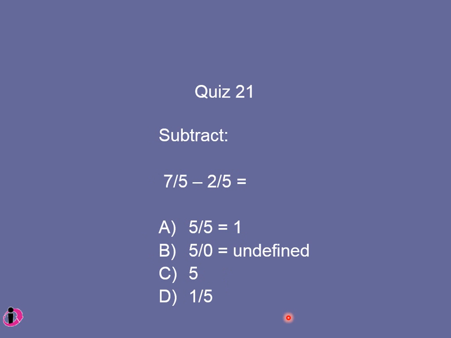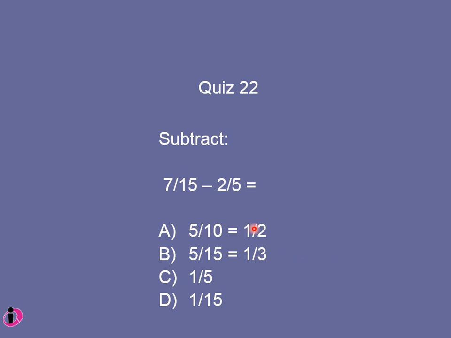Let's look at some subtractions. It's a pretty similar idea. Here you don't have to do anything because your denominators are the same. All you have to do is subtract the numerators. So it will be 5 over 5, which is actually 1, because you subtract 7 minus 2, that becomes 5. So 5 over 5, which you can also write as 1. So the right answer is A. Let's look at another example here. 7 over 15 minus 2 over 5.